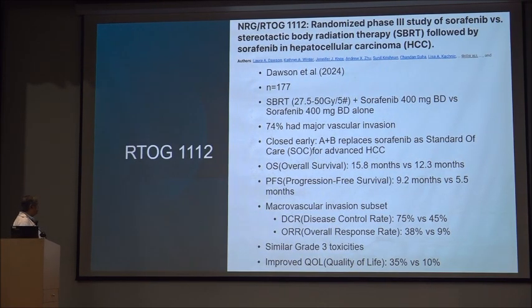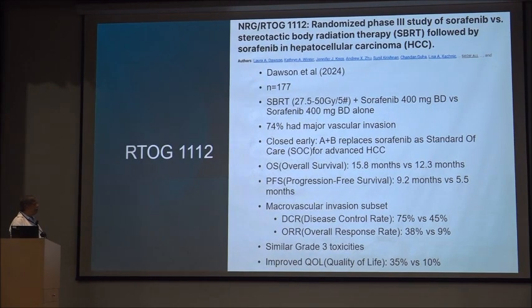9%. A similar grade of toxicities was seen in both arms. It improved the quality of life in 35% versus 10%. This study is the most popular because previously radiation was not used to treat liver cancer, and the introduction of SBRT led to drastic changes in the treatment scenario worldwide.